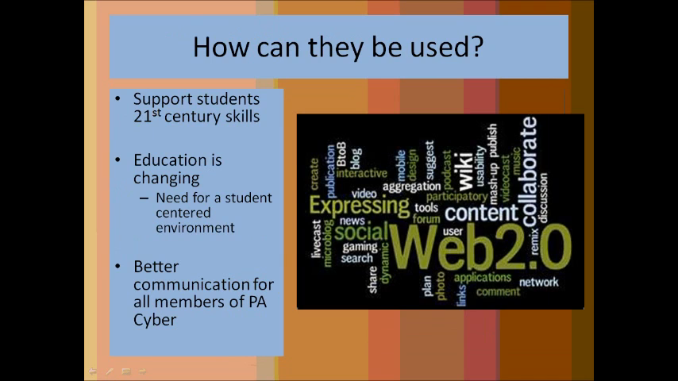So how can they be used? First, they support students' 21st century skills: game searching, participation, remixing, networking, creating things. It also should be used because education is changing. We are in need of a more student-centered environment as opposed to the teacher-centered environment of previous ages. Also, there's better communication for all members of PA Cyber.